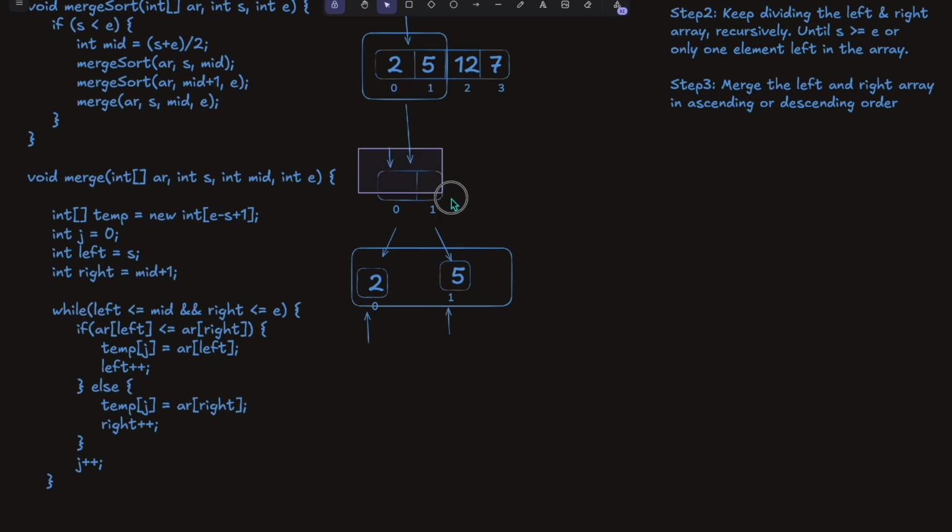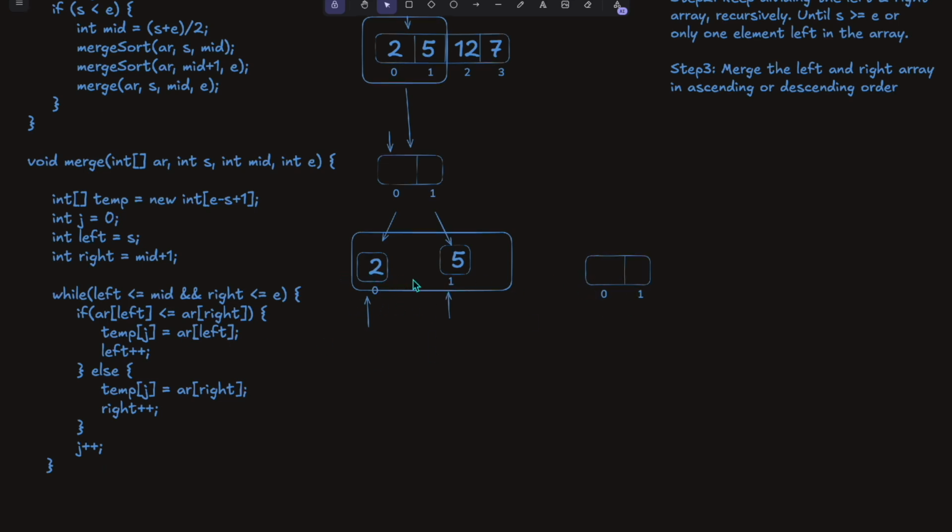We need one temporary variable, so this is the temporary variable, and now we will start placing the values in it. Initially left will come here because it is lesser than the right value, so 2 will come here, and then left will increase to the next index. Now as you can see, left has increased and j is also increased. j was at position 0 and has increased to index 1.